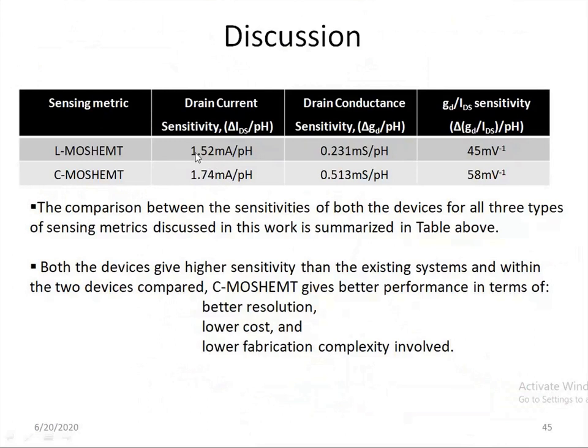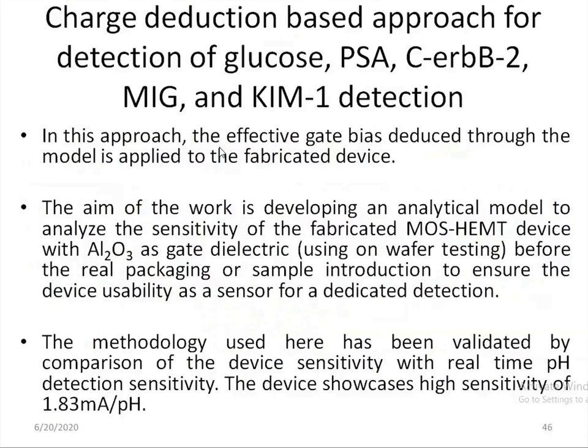And in the case of the linear HEMT, we were attaining a sensitivity of only about 1.52 milliamperes. So using a circular device, we are getting higher sensitivity. What I want to say is that simply by modifying the gate or the device design, we can get a better device design, or a higher sensitivity, in this particular device. Now, what are the different types of sensing that can be done?